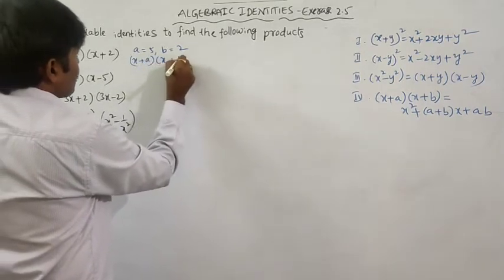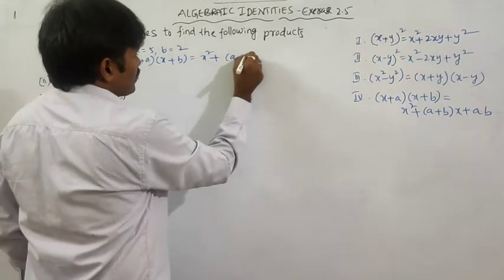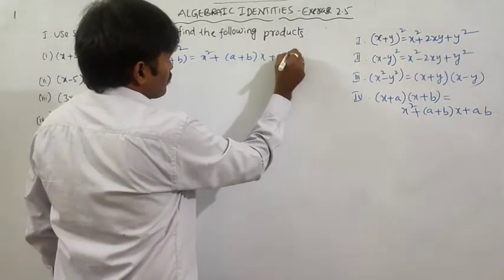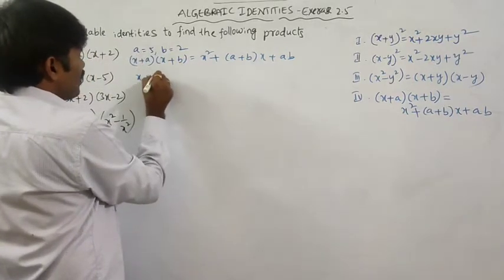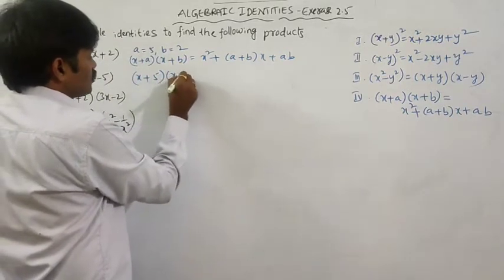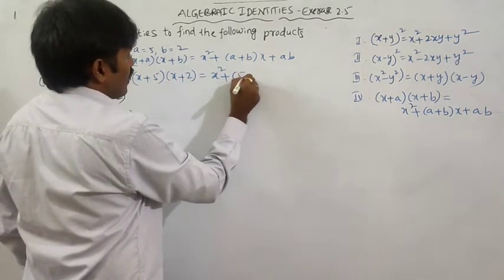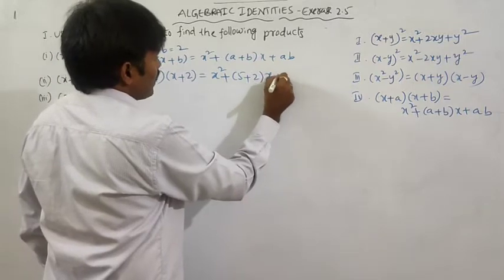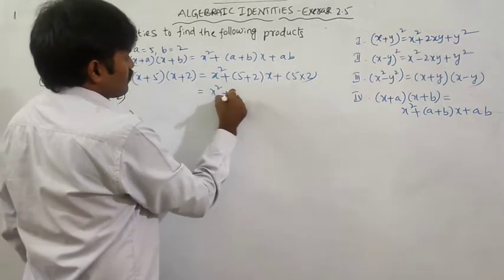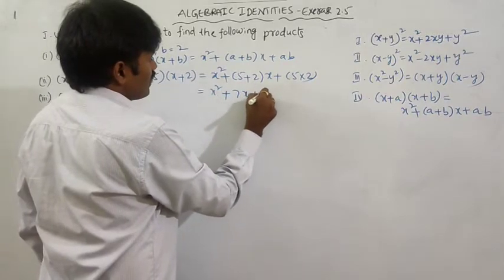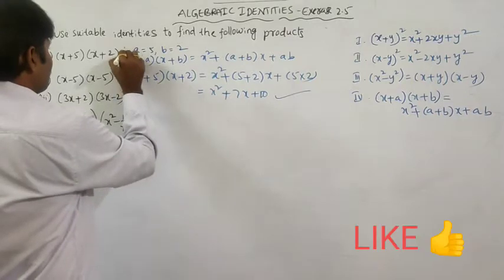The formula here: (x plus a) into (x plus b) is equal to x square plus (a plus b) into x plus ab. So put a value 5, b value 2 in this, then it becomes (x plus 5) into (x plus 2) is equal to x square plus (a plus b), means 5 plus 2, into x plus a into b, 5 into 2. So x square plus 7x plus 10. Like this we can find the first one.